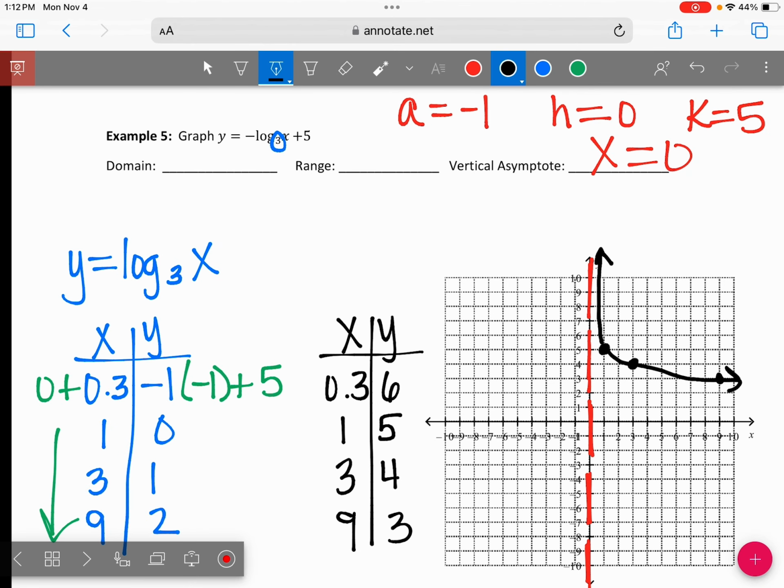Now, notice that even though A is negative, the whole graph is still on the right side of the vertical asymptote. So our domain is still going to be 0 to infinity. It will never be negative infinity to 0. And your range is all real numbers.